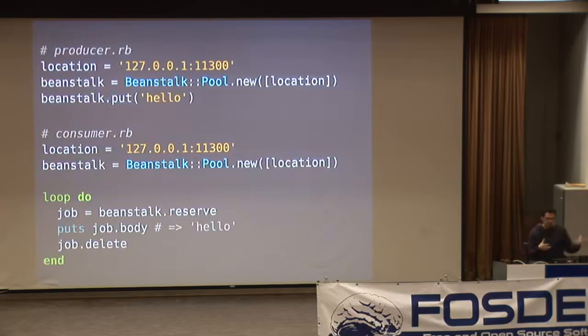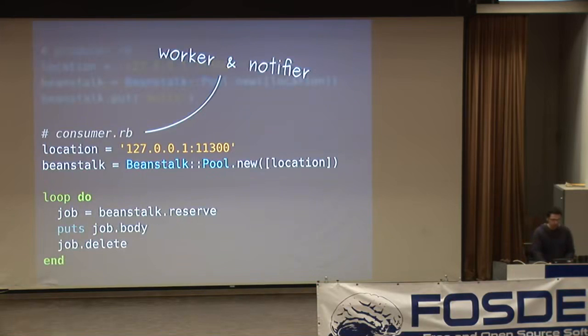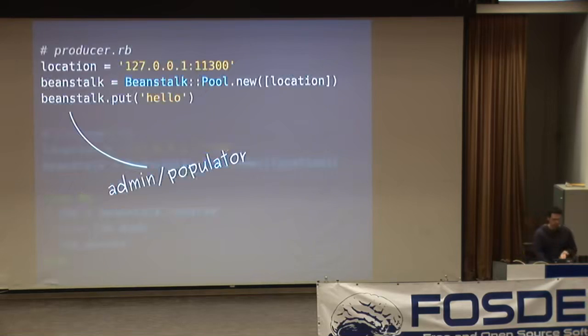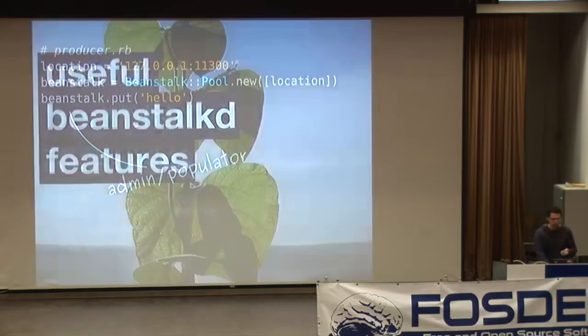So within Beanstalk, it's just like a lot of other messaging systems where you have this whole idea of producers and consumers. A producer, if we look at the first 3 lines here, is just connecting into this Beanstalk and putting some information on the Beanstalk. And then the consumer here is connecting into the same Beanstalk and it's just looping forever. What it's doing down here on this Beanstalk reserve method is blocking until a job is made available to it. Then once it's got the job, it will just put out the job body, and then it deletes the job off the queue once it's done. And this is essentially the way that Flapjack itself works. The workers and the notifiers are consumers, and the admin populators are the producers.